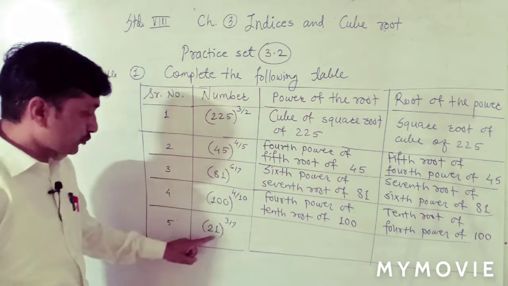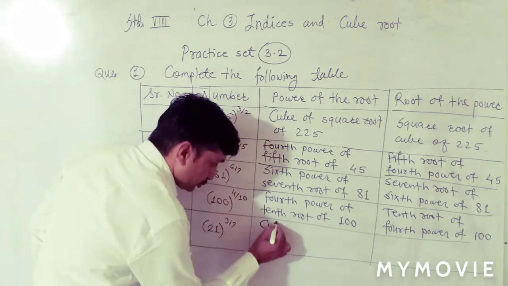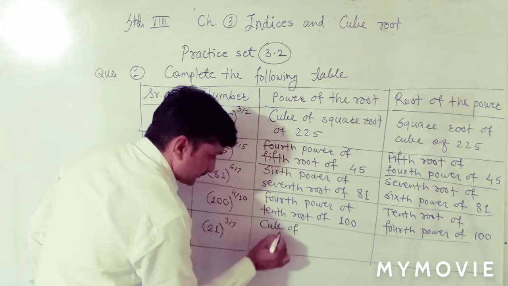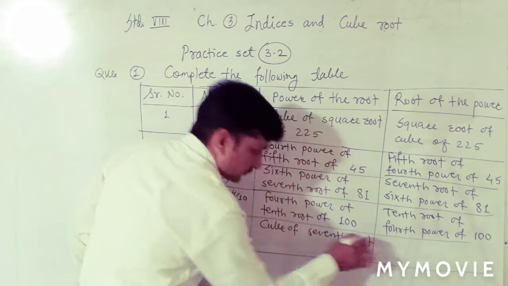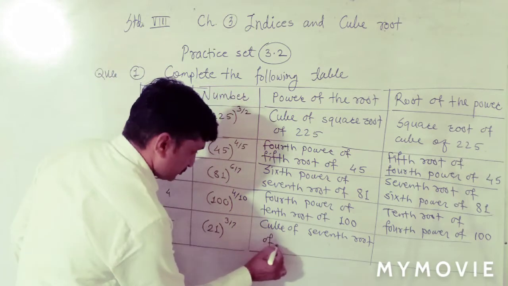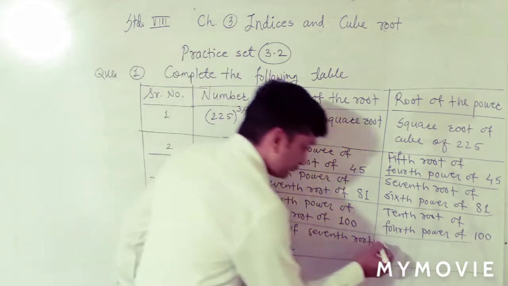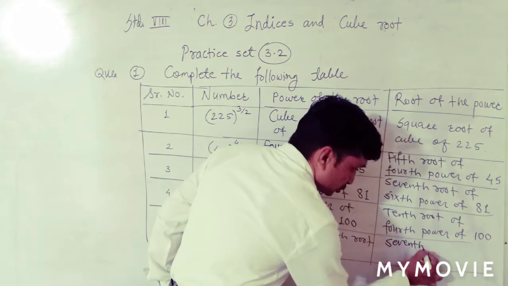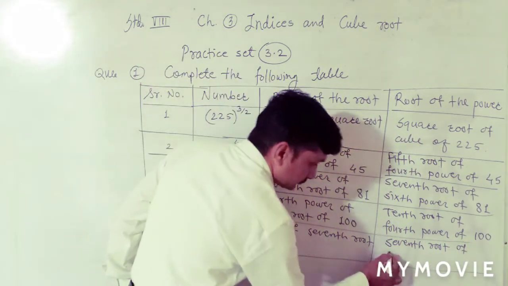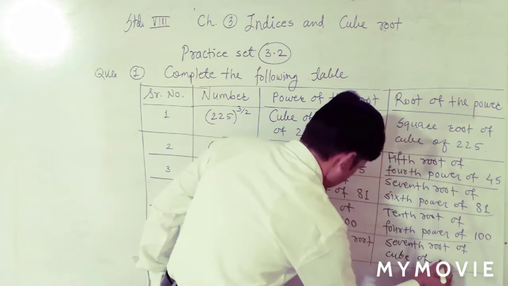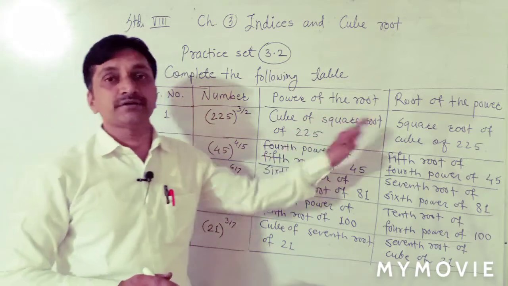Now last, 21 raised to 3 upon 7. What is power? 3. Power 3 means cube of seventh root of the base. What is base? 21. And here opposite. What is root first? Seventh root. Start from the root. Seventh root of, what is power? Cube of base 21. In this way we can write any number in two ways.